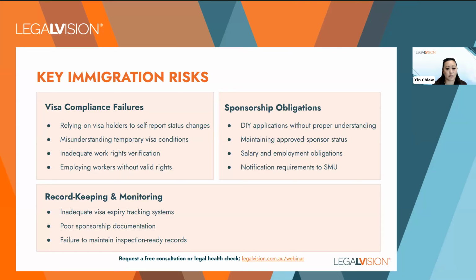Okay, so let's move on to the next slide, which is: what are some of the key risks? Often the key risk is visa compliance failures. This is where an Australian business employer may not understand their employees' temporary visa situation. They may not understand the conditions that apply, they may not understand the work rights, and they may be inadvertently contributing to some form of breach, which is obviously not a good thing.